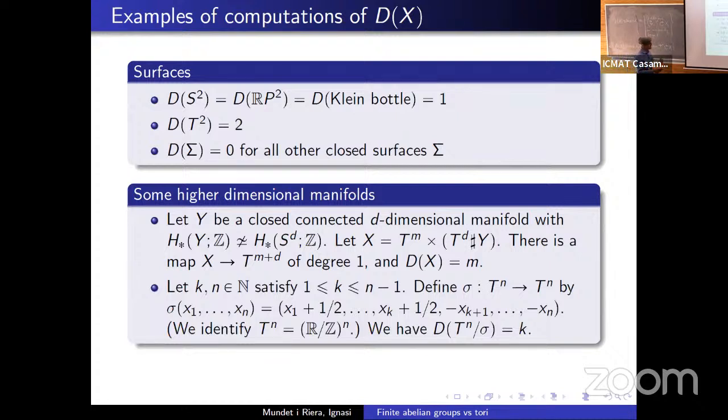So consider an n-dimensional torus, and the involution that, say, in the first k coordinates, rotates half a circle, and in the remaining coordinates makes an axial reflection. So this is a free involution. The quotient is a topological manifold, and d of this topological manifold is equal to k, where k is the number of coordinates in which you make the half rotation. Okay. In all these examples, a of X is equal to d of X.